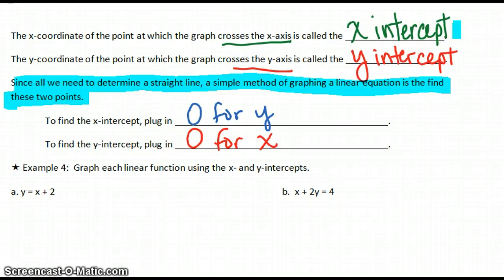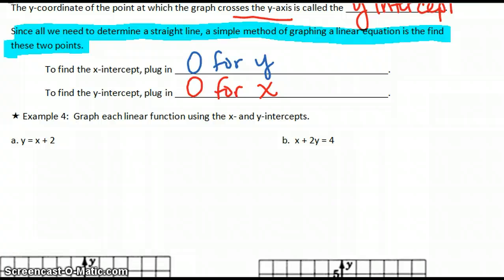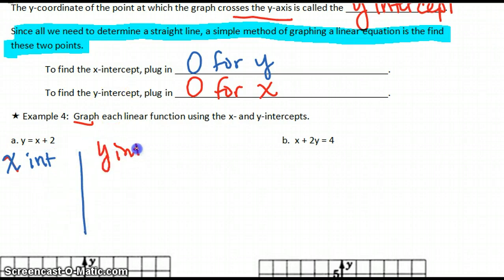And now I'm going to show you what that looks like. Down below we have some lines. Let's look at example A. We need to find 2 points so that we can graph the line. And the 2 easiest points, I promise, if you'll believe me, are the x-intercept and the y-intercept. Those are the 2 easiest points to find.